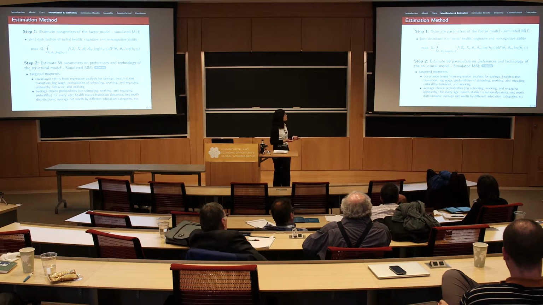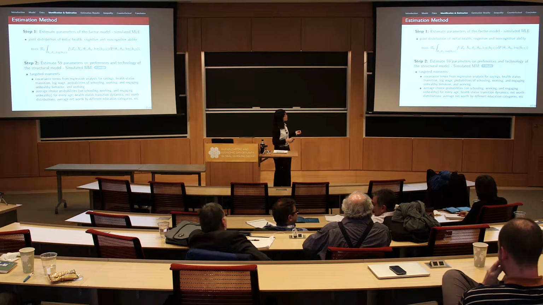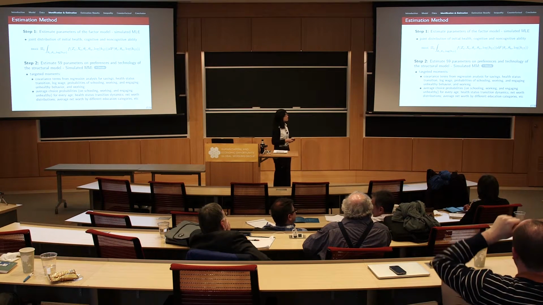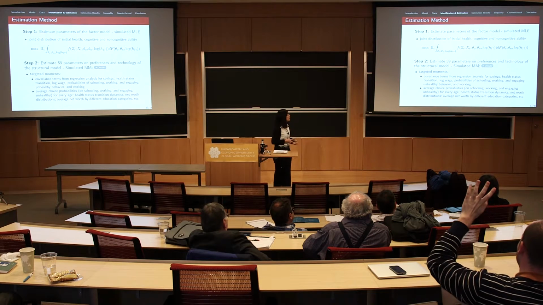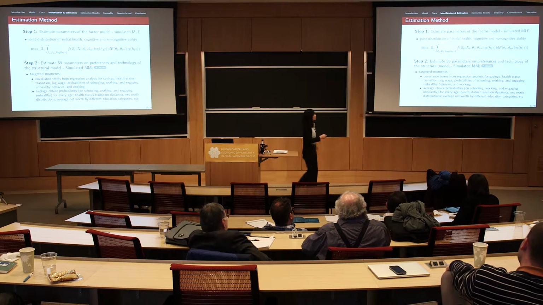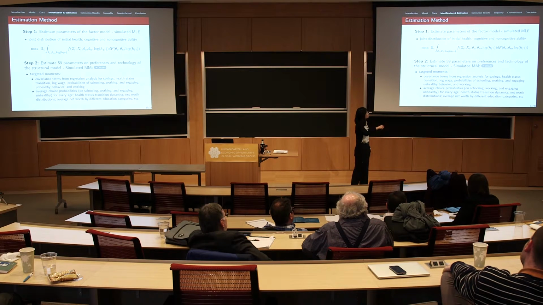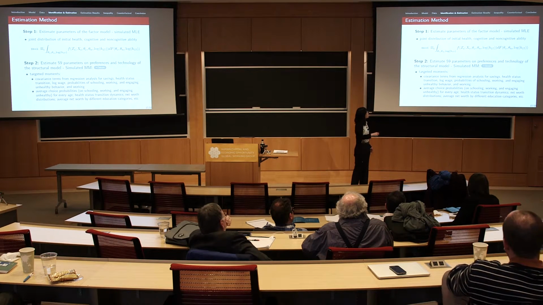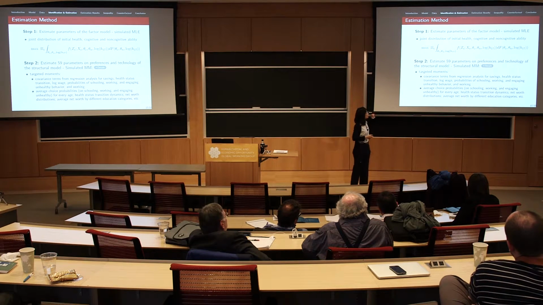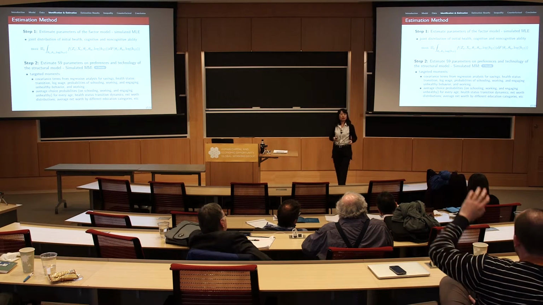The estimation method is we first estimate the joint distribution of these 3 factors using a maximum likelihood approach, and next we use the simulated method of moments to estimate 59 parameters on preferences as well as the technology, and we have all those targeted moments. Essentially, the first part is the regression coefficients, for example, savings, health status, transitions, and wages, to help us pin down the slopes of our preference parameters, and also we match all those choice probabilities and transition probabilities over time.